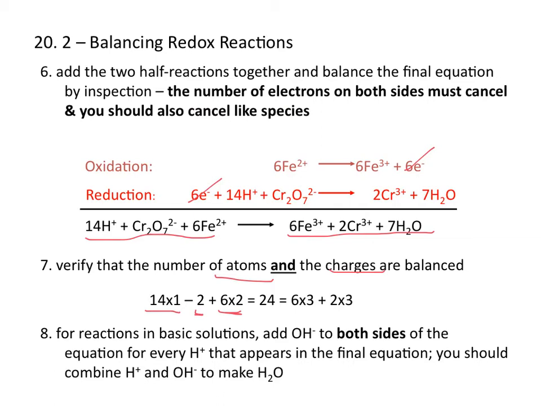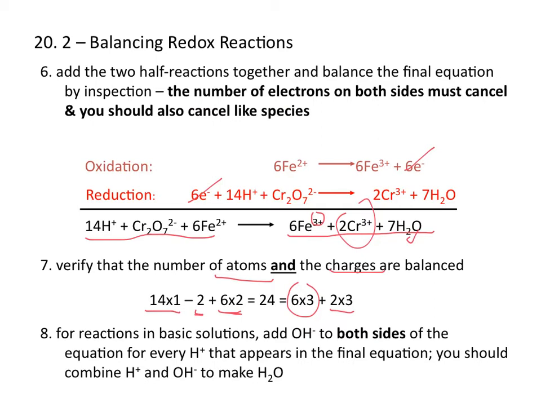So the H2O doesn't contribute anything, so we can ignore that. But we do have 2 times 3 plus chromates, and then 6 times 3 plus irons. So 18 plus 6 is going to give us a total of 24. So our charge is definitely balanced.